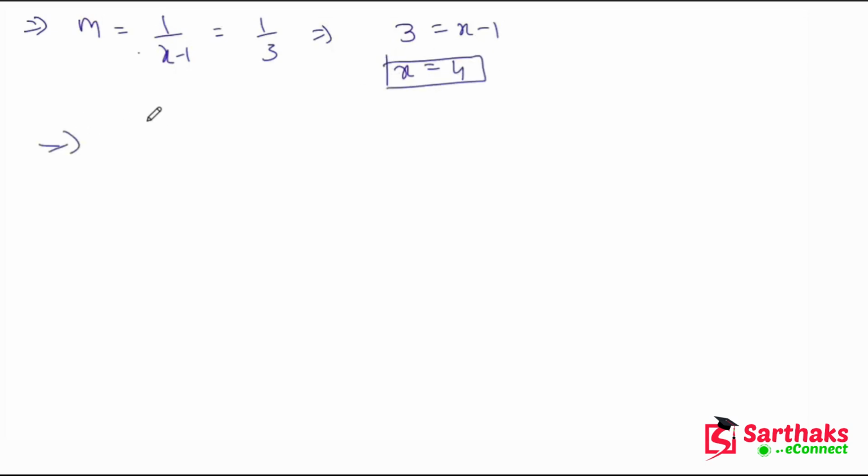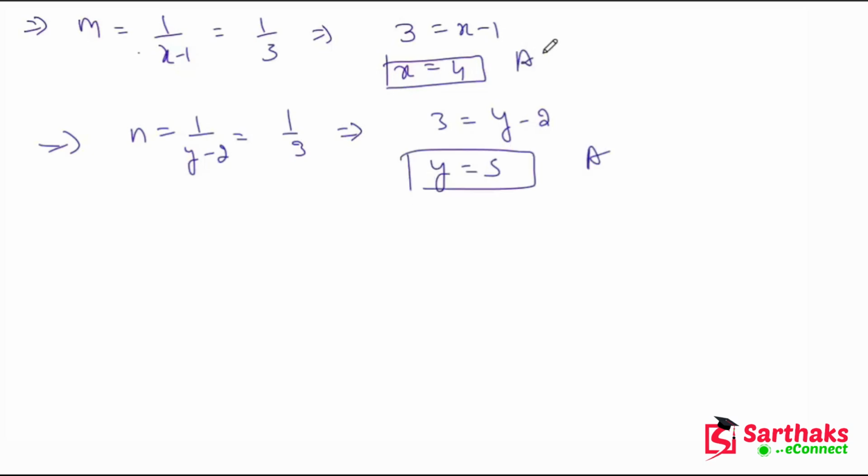So the value of m is 1 upon x minus 1, and the value of m is 1 upon 3. So 3 is equal to x minus 1, and we have x is equal to 4. Similarly, n is equal to 1 upon y minus 2, and the value of n is 1 upon 3. Then we get 3 is equal to y minus 2. The value of y is 5.